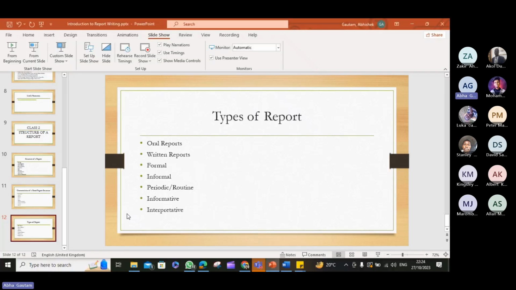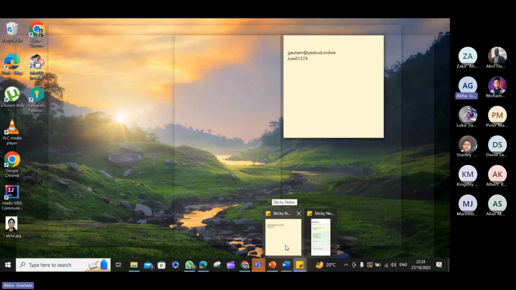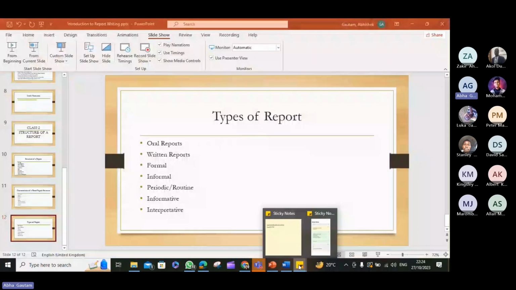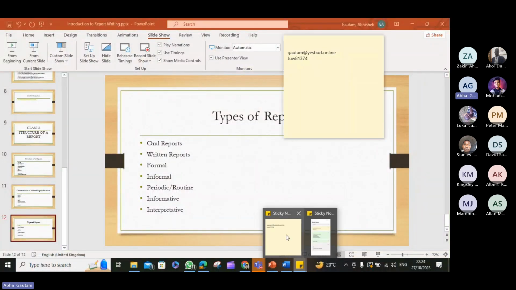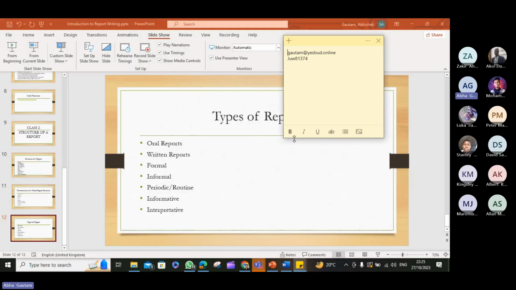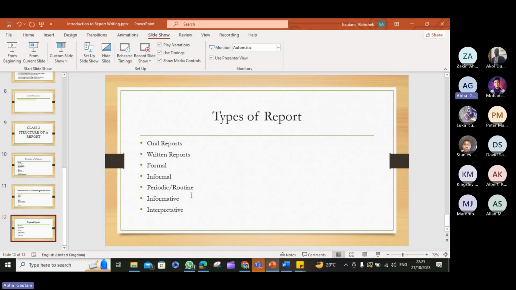Just bear with me. So these are my sticky notes. These are inbuilt in every system. So in the software, you can pin to taskbar, and you can use them. Okay. So if I'm jotting down some of the points here and simply keeping those for internal reference, then that can be considered an informal report.